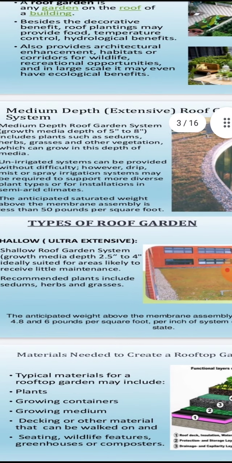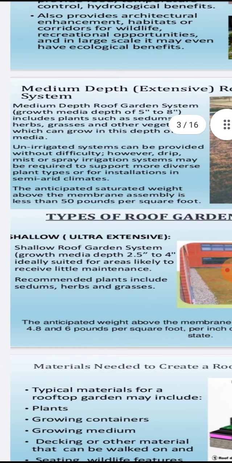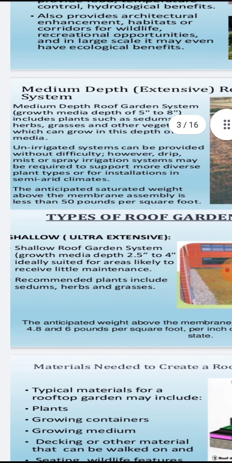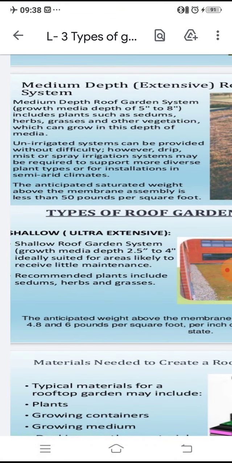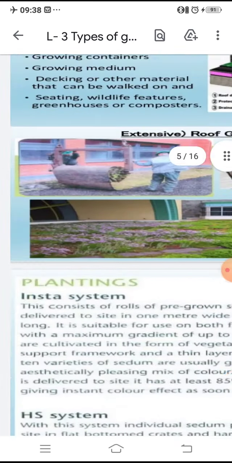Then the medium and its depth. So how is the roof garden system generally done? It includes certain plants like sedum, herbs, grasses, and other vegetation. Grasses means lawns for greenery, and here we are observing a very good part of this.